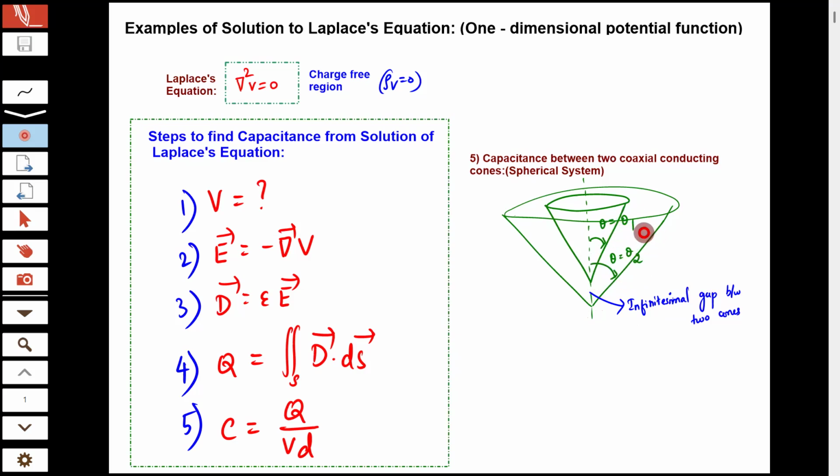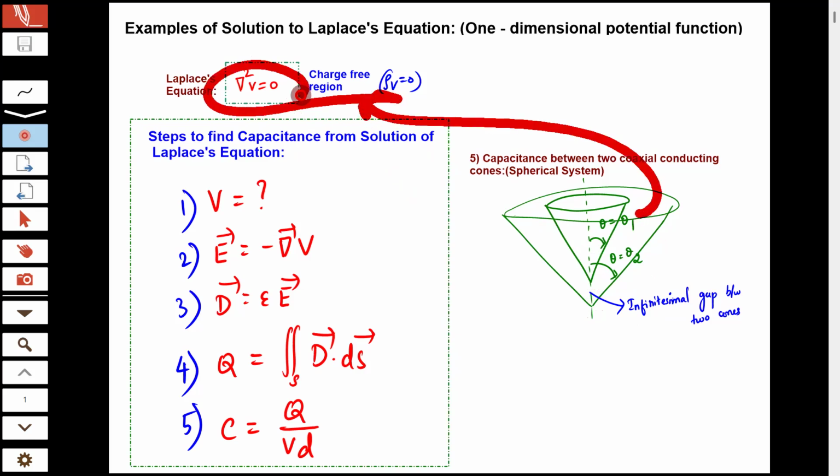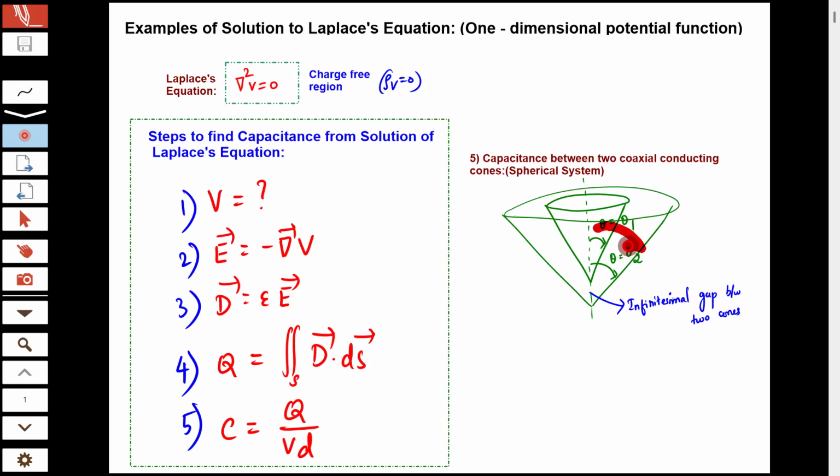Between these two, the potential is going to be a function of theta. So in this case, we are going to consider the region between the two is filled with the dielectric constant, and thereby the region is free of charges, which enables us to apply the Laplace equation for solving for the potential between the two conducting cones.